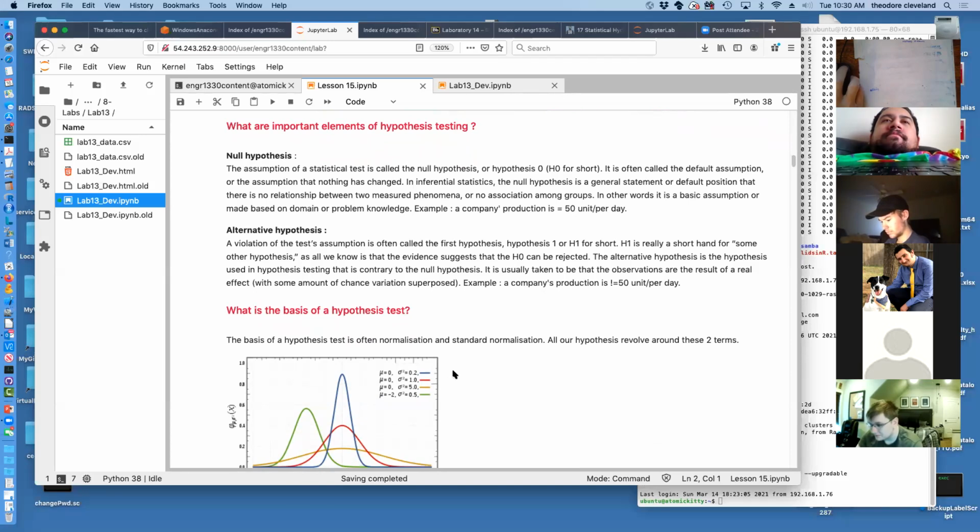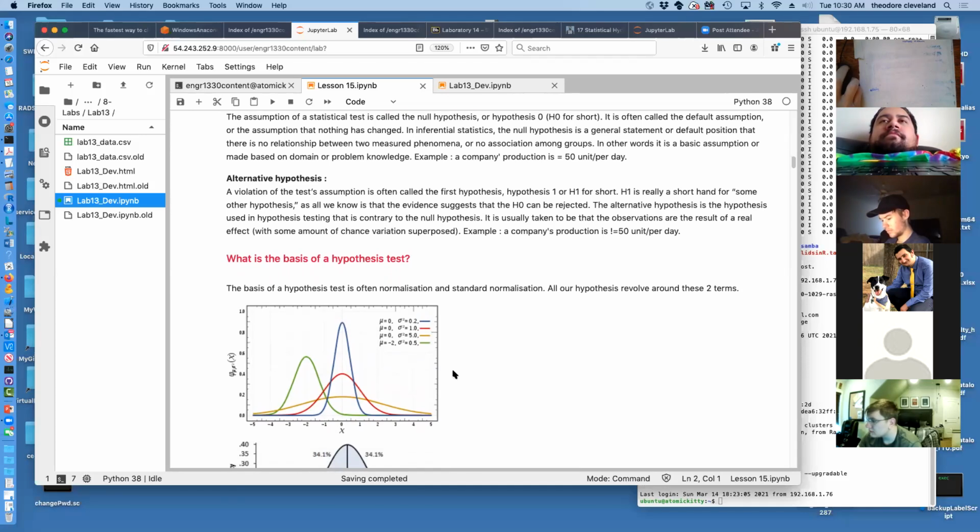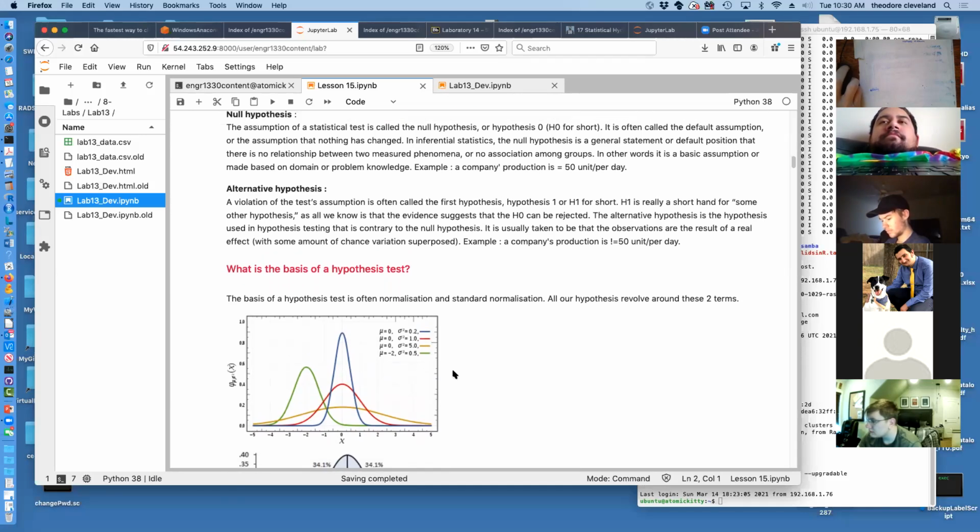And all we know is that from evidence that we can make samples, and all we can determine is whether H0 can be rejected or not. The alternative hypothesis is used in testing, and it's intentionally contrary to the null hypothesis. It's usually taken to be that the observations are the result of some real effect with some amount of chance variation superimposed. For example, the null hypothesis for a prior example: a company's production is 50 units per day. A perfectly legitimate alternative hypothesis is a company's production is not 50 units per day.